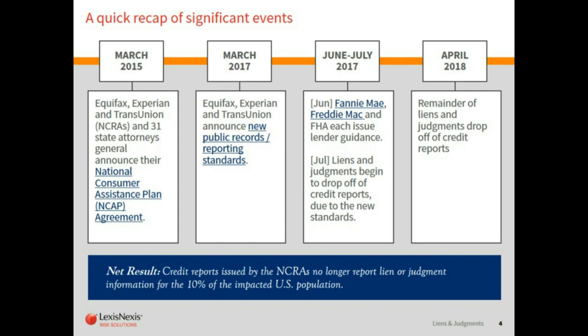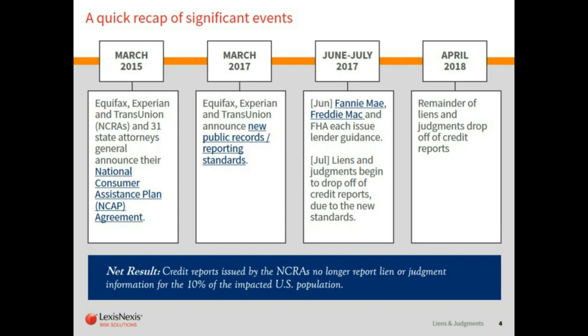And that at that time, they anticipated that roughly 50% of liens and as much as 96% of the judgments would no longer meet that criteria on identifiable information. So they expected half of the liens and most of the judgments would begin to drop off the report around July of 2017.